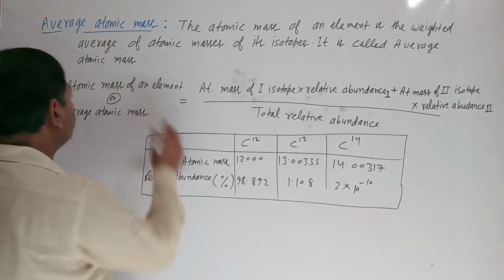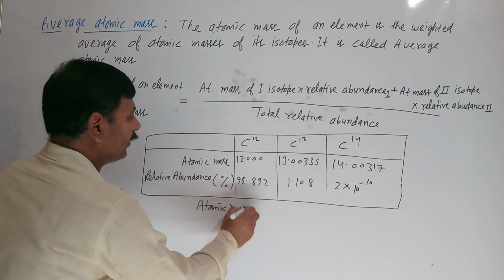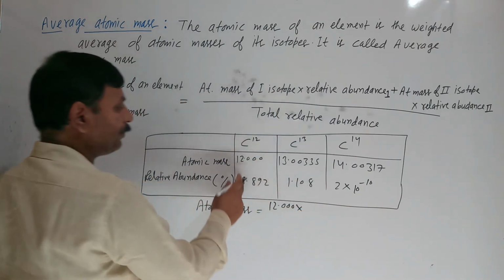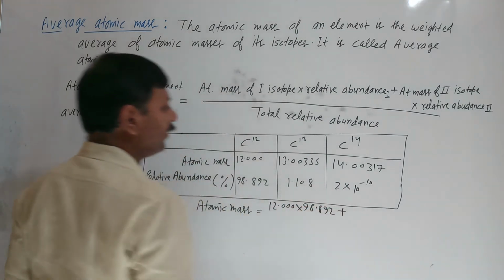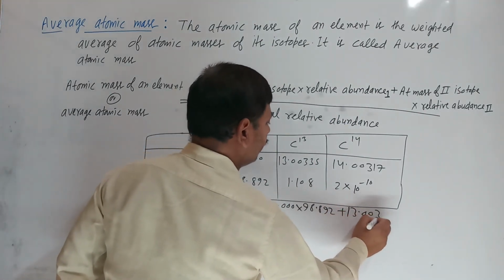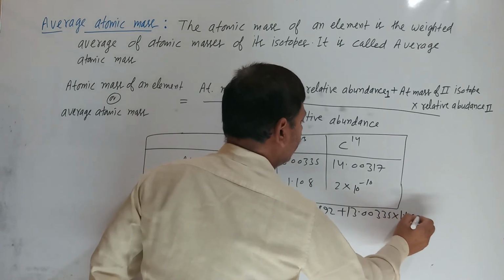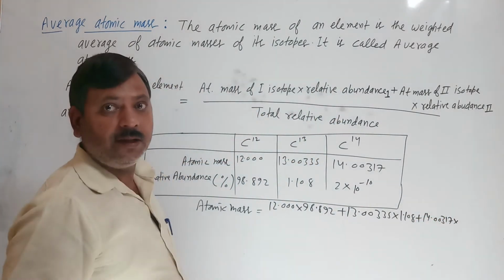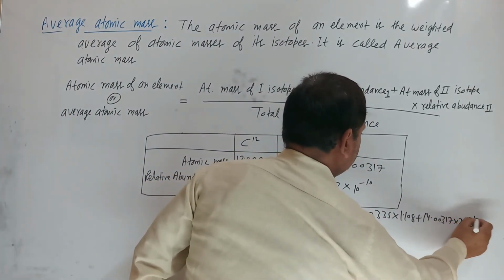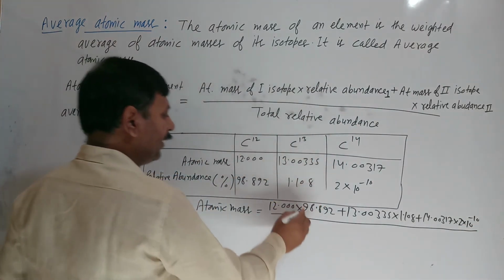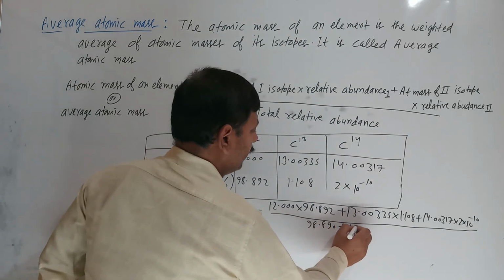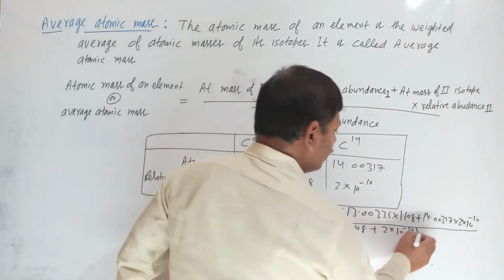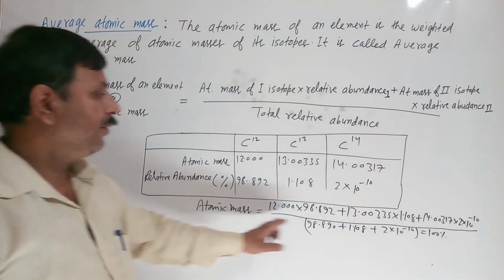What will be the atomic mass of carbon by this formula? The average atomic mass is: first isotope, 12.00 multiplied by 98.892. Second one, 13.00335 multiplied by 1.108. Next one, 14.00317 multiplied by relative abundance 2 into 10 raised to minus 10, and divided by the total. Since we have taken percentages, the total will be 98.892 plus 1.108 plus 2 into 10 raised to minus 10. The relative percentages we have taken will come to 100%. Okay, so we will calculate it.